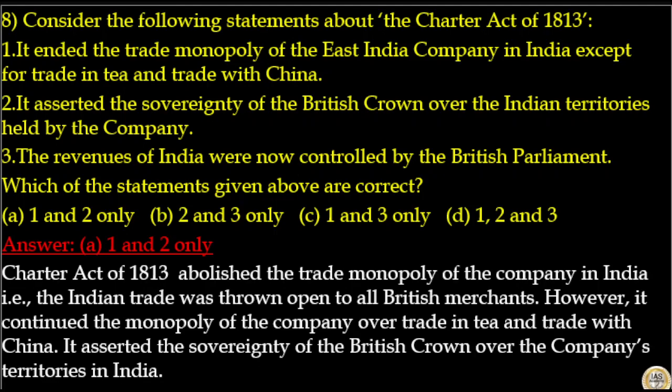Statements 1 and 2 are correct. The Charter Act of 1813 abolished the trade monopoly of the company in India. That is, Indian trade was thrown open to all British merchants. However, it continued the monopoly of the company over trade in tea and trade with China. It asserted the sovereignty of the British Crown over the company's territories in India. So our answer to this question is option A.